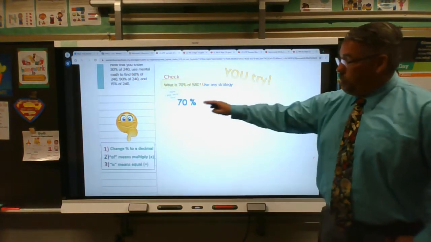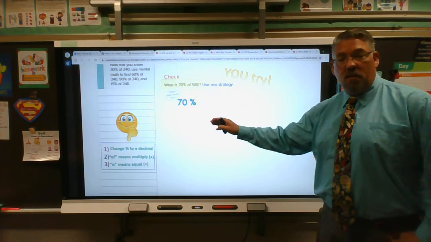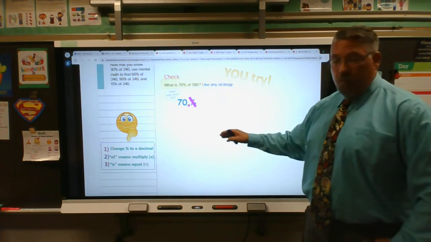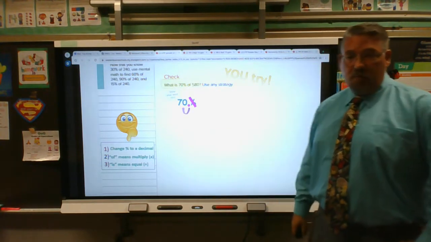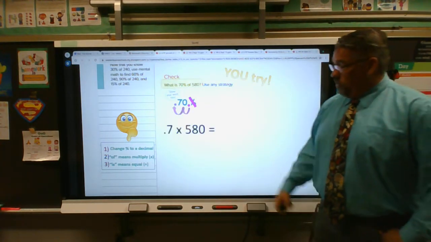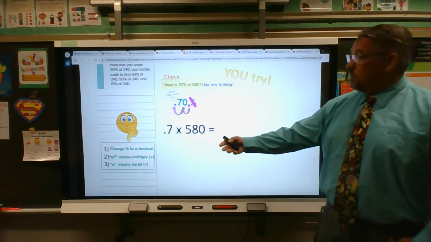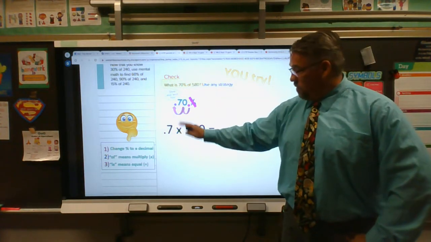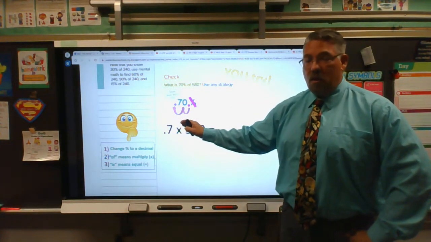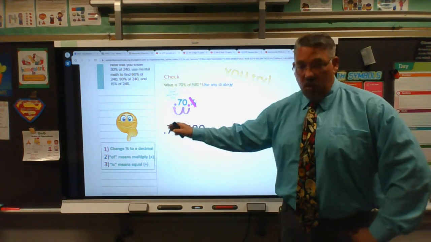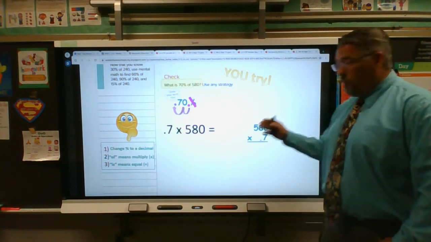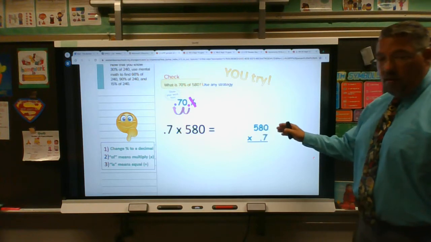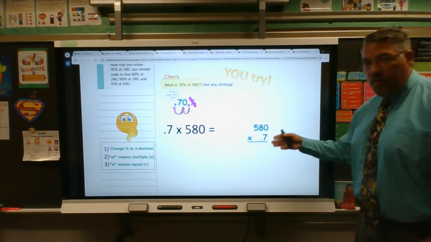You took your 70%. First step is to change it into a decimal. So you dropped your percent sign, put your decimal at the end of the 70, and moved it 2 times to the left. When you did that, as I tried to hint, to make your life easier, just drop that 0 off, because it does not change the value at all. It's just going to be 0.7 or 7/10. Then when you set up your math problem, you have 580 times 0.7 or 7/10.